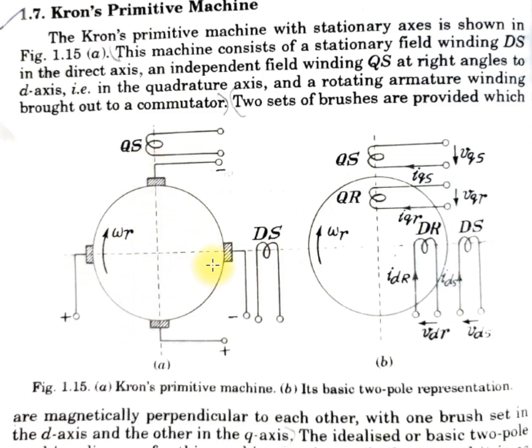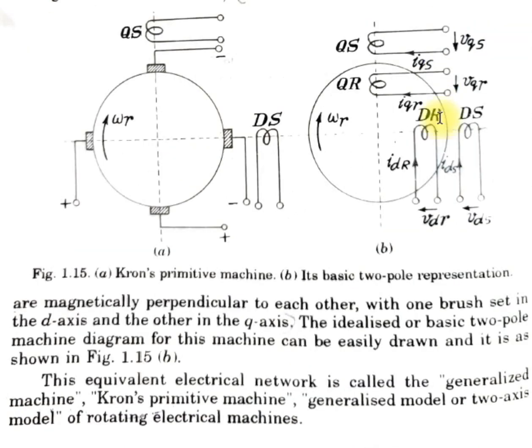Now you can simply draw this in the two-pole representation as DS is as it is. Because of these two brushes we have a winding DR. Because of these two brushes we have a winding QR, and QS is as it is. So I hope you're able to understand how the windings are being placed. Fine.